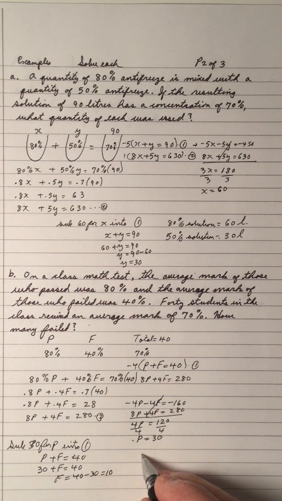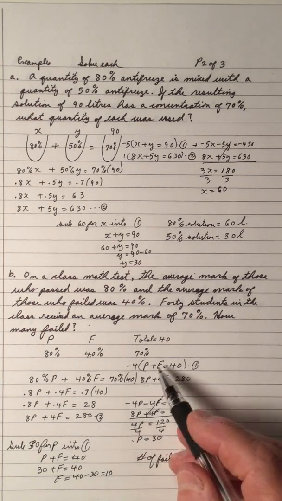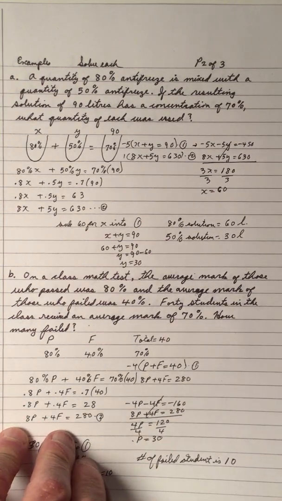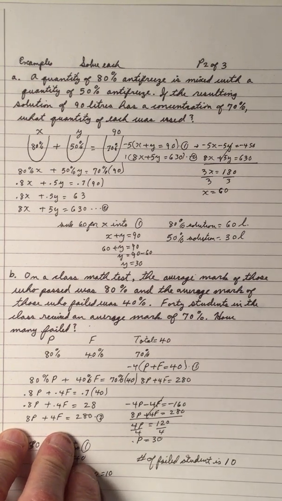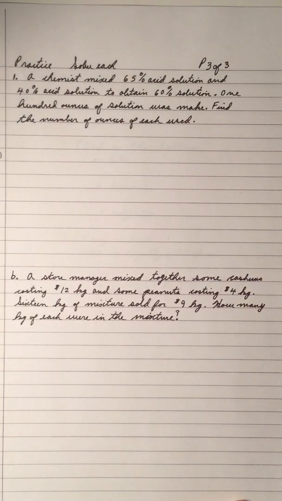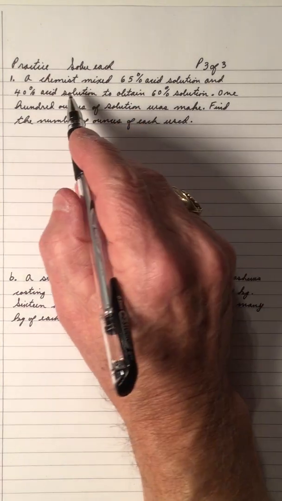So the number of failed students is 10. Again, I could have eliminated the P and got the F right away. But the problem is working because, again, if you have an average mark, then that average mark is multiplied by the number of students to give you a total. So it works very similar to the mixture working. Now we have two problems.